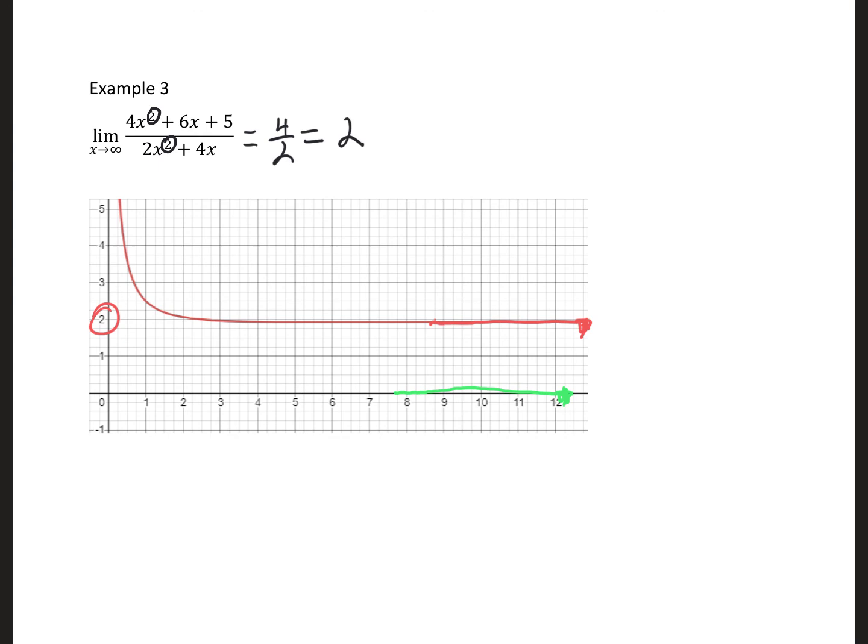So we're just considering the degree of the top and the degree of the bottom. If the degree of the top is larger, it's going to go to positive or negative infinity. If the degree of the denominator is larger, it's going to go to 0. And if the degrees are the same, then like this case, it's the ratio of the coefficients.